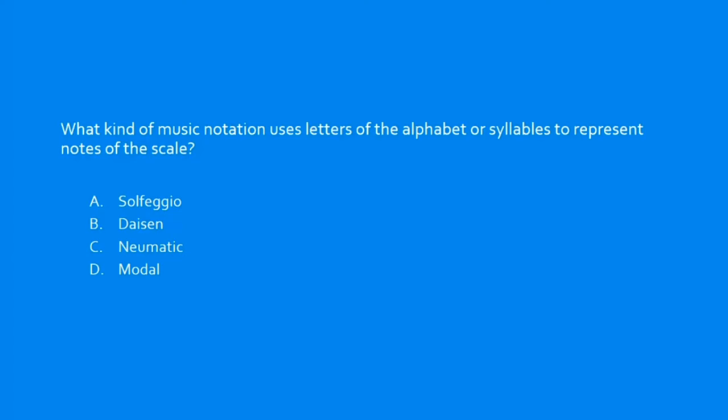What kind of music notation uses letters of the alphabet or syllables to represent notes of the scale? A, solfeggio. B, dazen. C, pneumatic. Or D, modal?